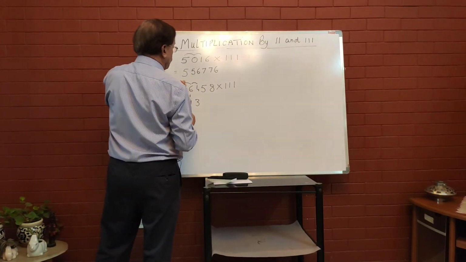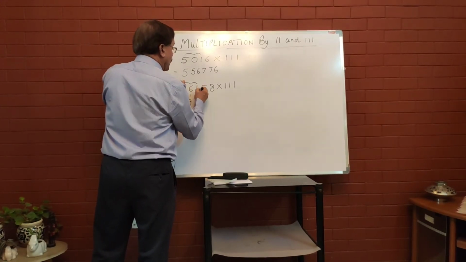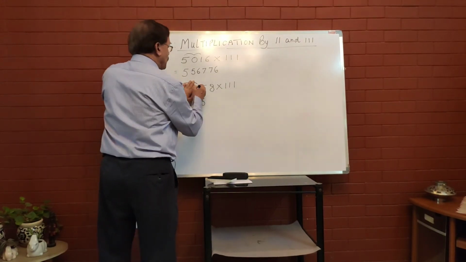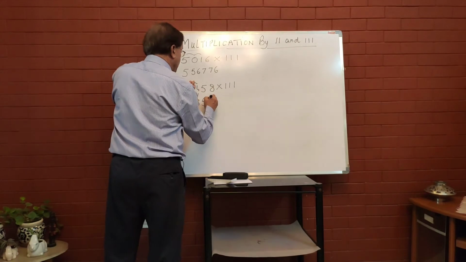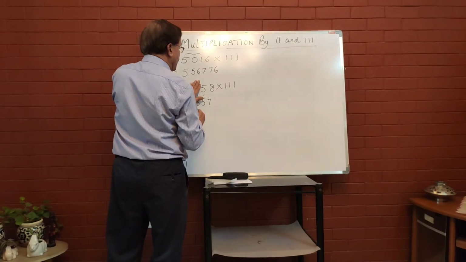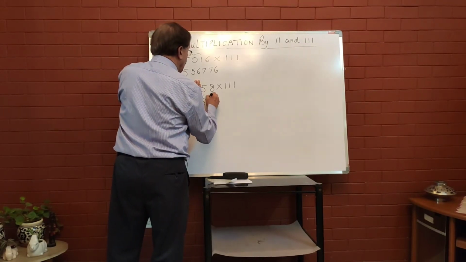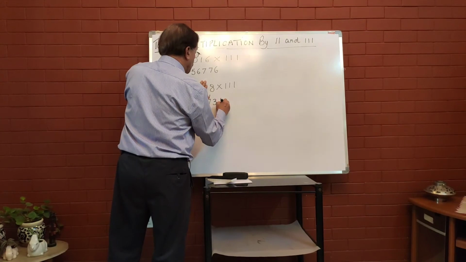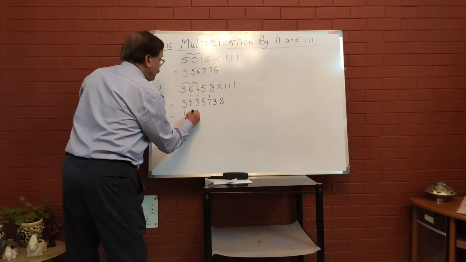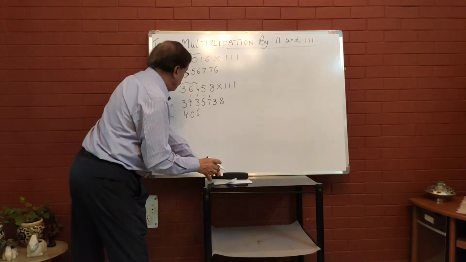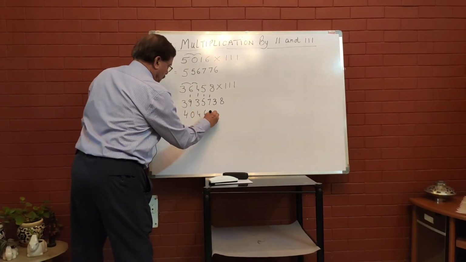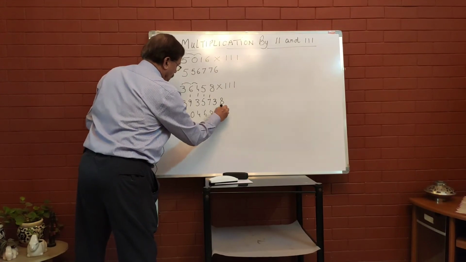Hide 1. 6 plus 4, 10. 10 plus 5, 15, 5, 1 carry. Hide 6. 4 plus 5, 9. 9 plus 8, 17, 7, 1 carry. Hide 4. 5 plus 8, 13, 3 and 1 carry. And hide 5 and write the last number 8. And finally, what do we get? 4, 0, 4, 6, 8, 3, 8.